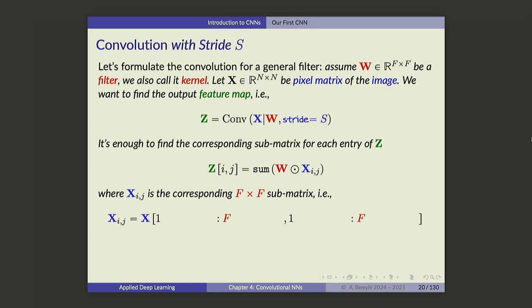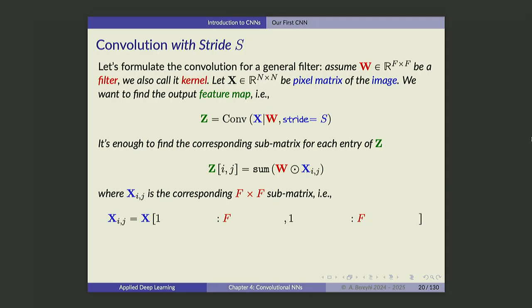Now, where do I end? I'm going to end again at f, right? When I start at 1, I'm going to end at f. When I go for 2, I'm going to end up at f plus 1, right? So if I go for a general j, I'm going to end up at f plus j minus 1, right?